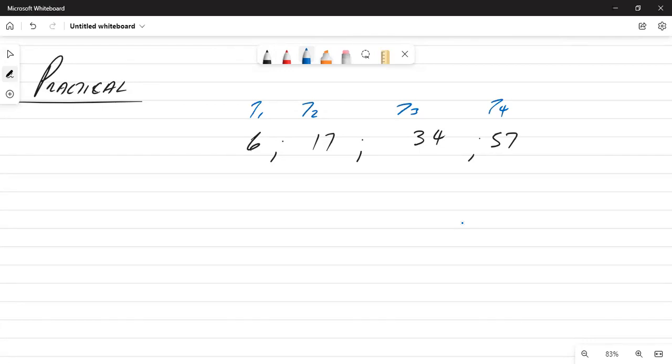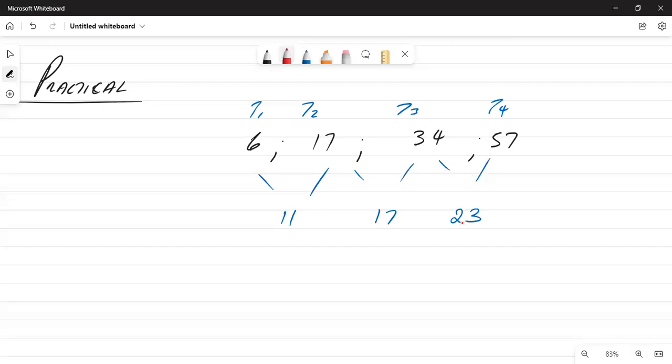So in this case, we're going to end up with 17 minus 6, which is going to give us 11, 34 minus 17, which is going to give us 17, then 57 minus 34, which is going to give us 23. That is going to be our first difference. As you can see, the first difference is not the same. If it is not the same, it gives you an idea that it is not going to be linear, it is going to be quadratic.